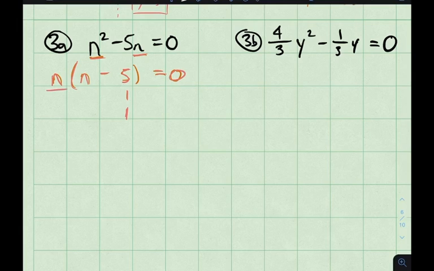We get, for this one, n equals 0. Nice, we're done with that side. n minus 5 equals 0. Plus 5, plus 5. And n has to equal 5.